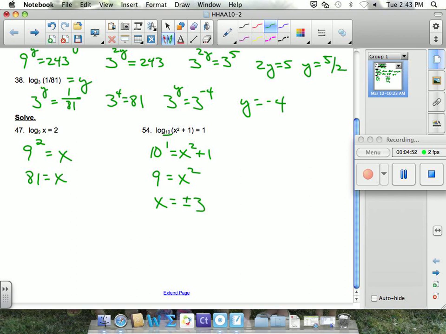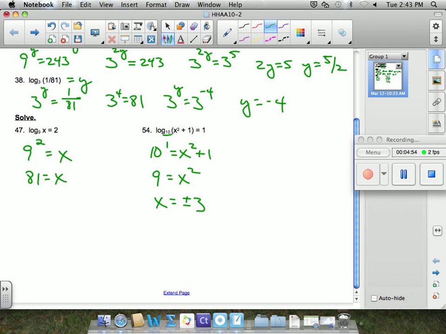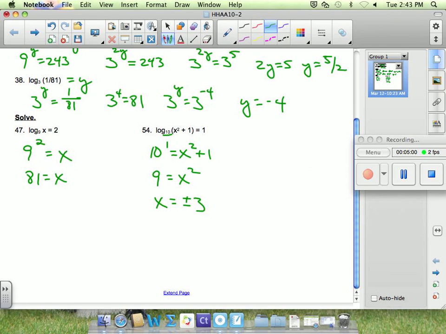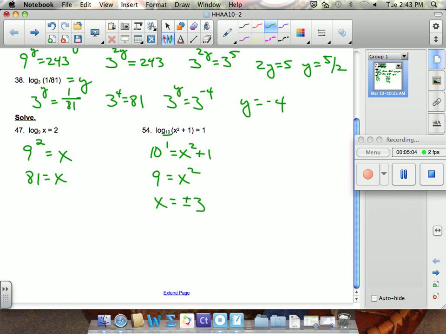Whenever you find a solution, you do want to make sure that when you plug it in, you're not taking the log of a negative number, because that's not going to work. But if I plug in positive 81 in number 47, that's going to be fine. Even if I plug in negative 3 into 54, I'm squaring it, which makes it a positive. So none of my solutions creates the log of a negative number.